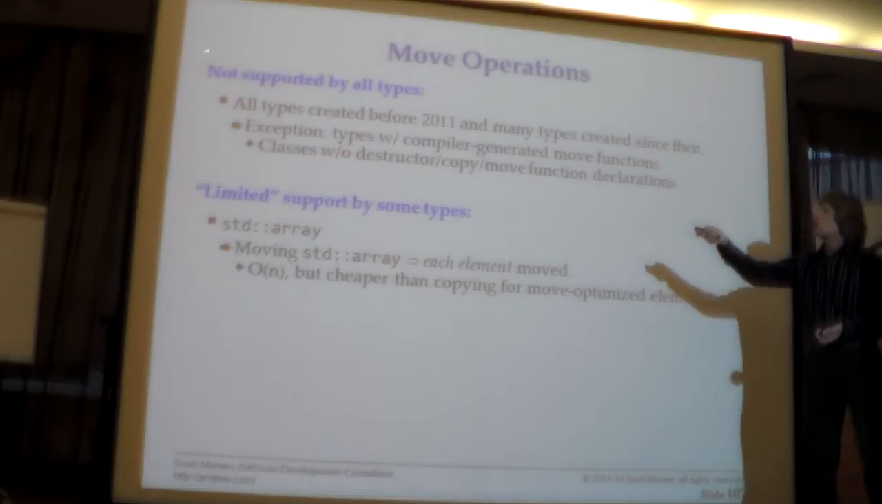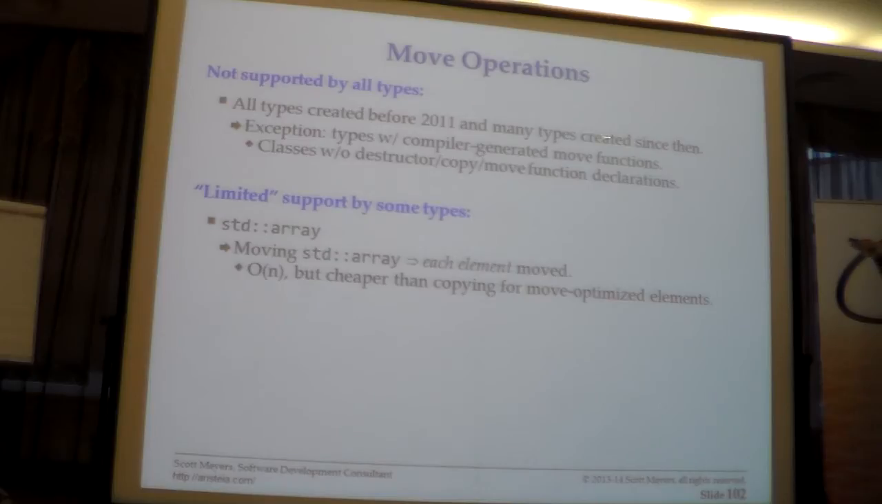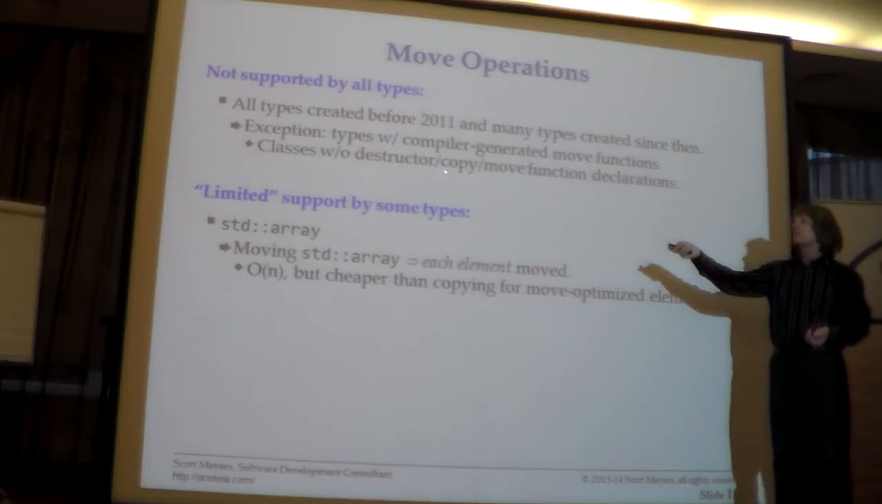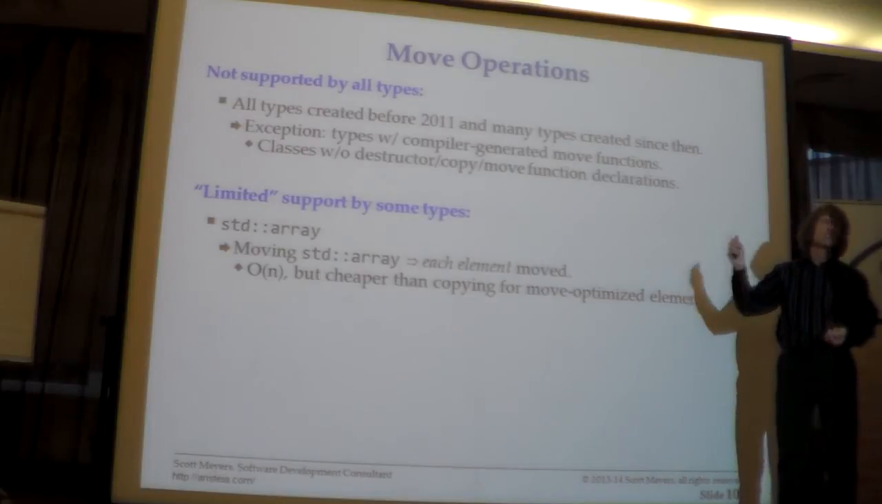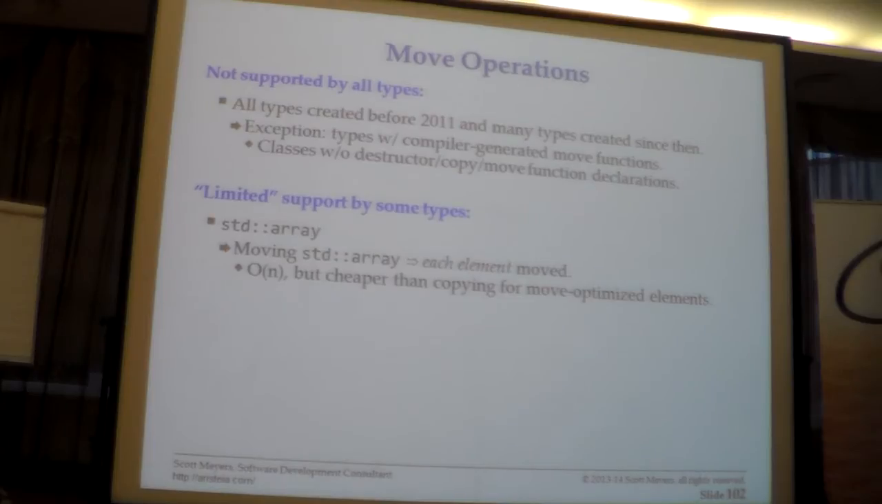The first thing is, move operations are not supported by all types. All the types created before 2011 basically lack move operations, and a whole lot of types since then lack move operations. There is one exception. Under some conditions, compilers will automatically generate move operations for you. But that's only for types that don't have copying functions, constructors or assignment operators, don't have move operations, and don't declare destructors. So the universe of types that get compiler-generated move operations is pretty small.